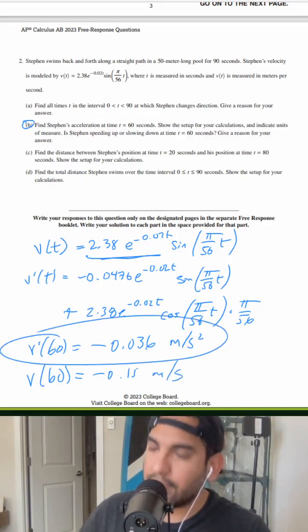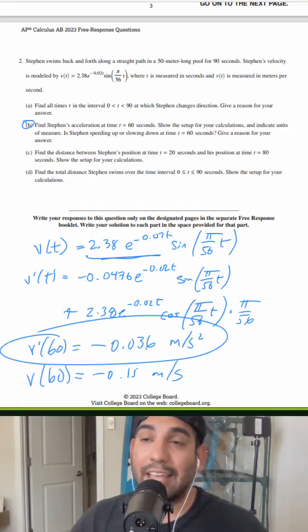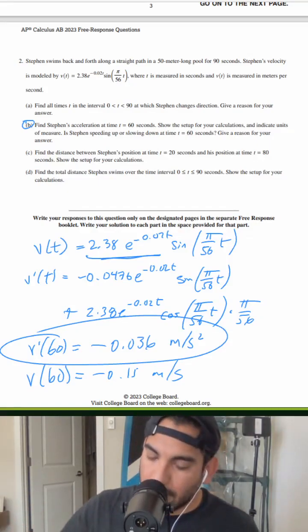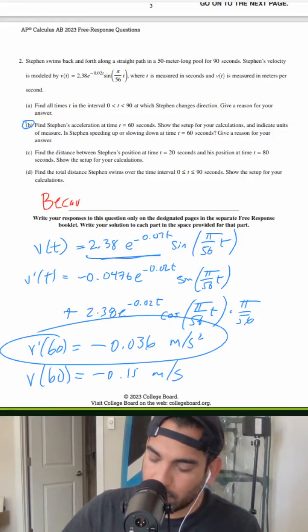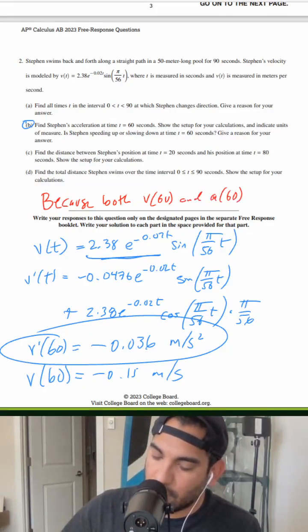So we're going to get a point for finding the acceleration, perhaps showing the steps. And then the next step that you have to say is, I'll put this in red, because both velocity at 60 and acceleration at 60 are negative, Steven is speeding up.